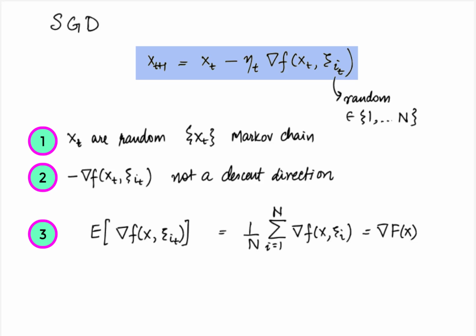Finally, note that the expectation here was taken with respect to the random quantity i_t, and this equation only holds for a given x, not for the iterate x_t. In other words, the expectation of ∇f(x_t, ξ_{i_t}) is not equal to the gradient of capital F at x_t. This is because x_t is random and the right hand side in this equation is also random, while the left hand side is not random because we have taken the expectation.